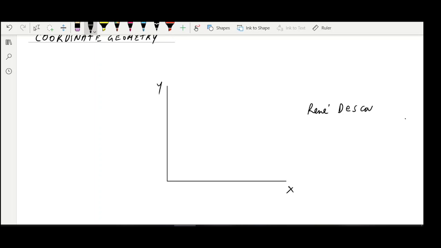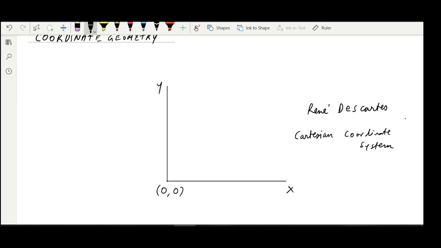So René Descartes introduced this system, and in honor of him, this is known as the Cartesian coordinate system. Okay. Coordinate means the location of a point with respect to a reference point. And in this Cartesian coordinate system, the reference point is taken to be the origin. The origin's location is (0, 0).